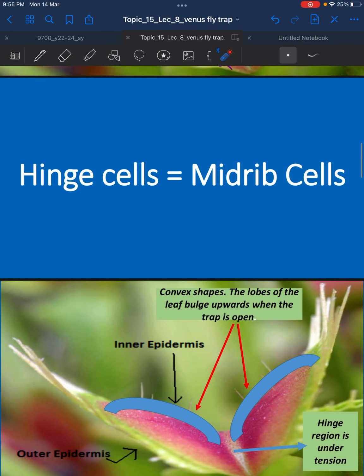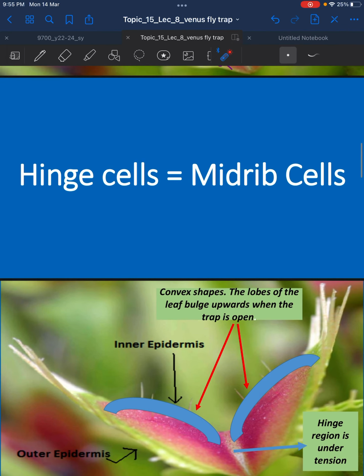The lobes of the leaf bulge upwards when the trap is open. And remember, this hinge region is under tension. Remember, when you set up a trap, there is always some part of the device that is under tension.